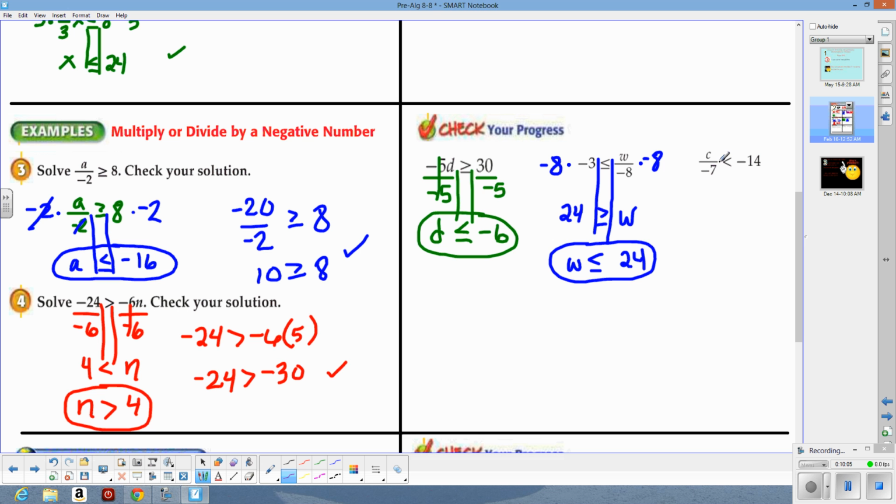And the last example of this type, instead of dividing by negative 7, multiply by negative 7 on both sides. On the left, you'll end up with just c. We're going to flip the symbol around because we multiplied by a negative. Now negative 14 times negative 7 is going to be positive 98. So c is greater than 98.